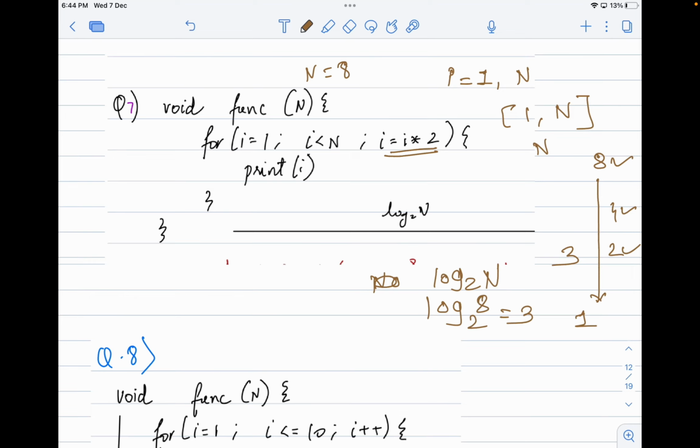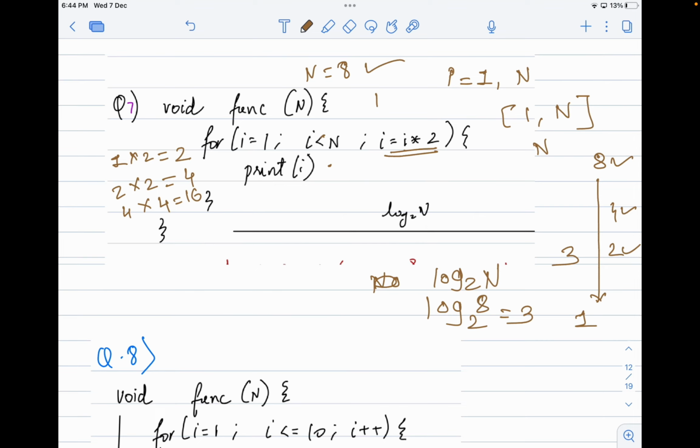First time, i is what? 1. Let's write here 1. 1 into 2 is what? 2. So next time i became 2, 2 into 2 is what? 4. Next time 4 into 4, what is it? 16. So 16, and we have n as 8, right? But it is greater than n, so it is not possible.